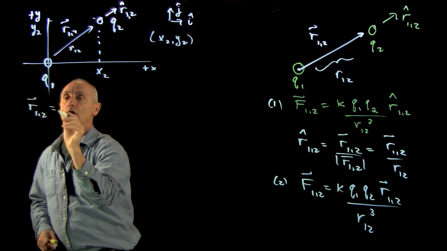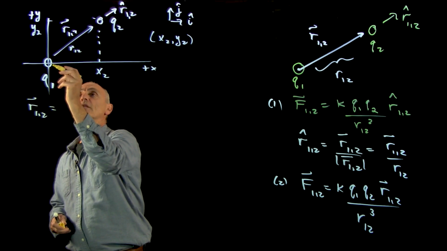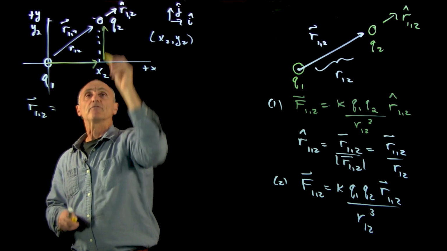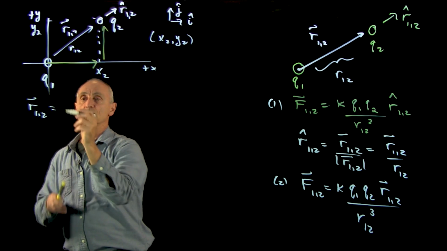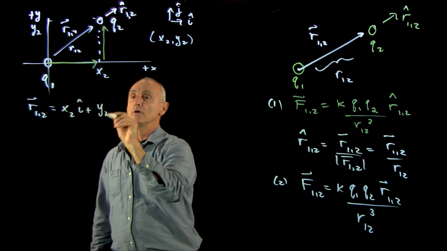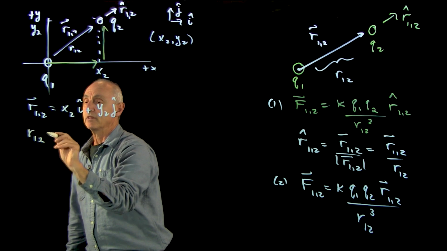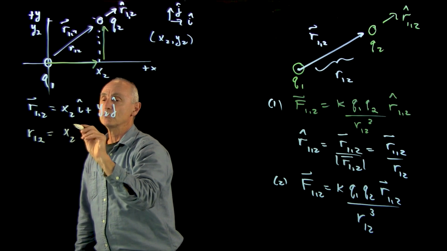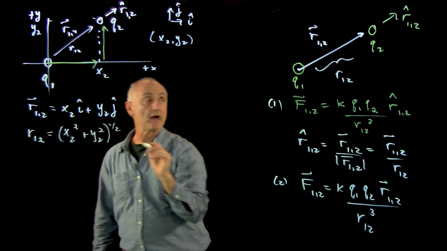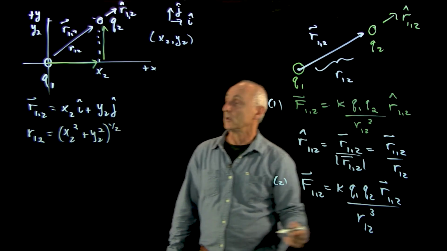So let's write these out. r12 is simply the decomposition. So we can think of that as the sum of this vector plus that vector. And that's equal to x2 i hat plus y2 j hat. And the magnitude of this vector by the Pythagorean theorem is simply x2 squared plus y2 squared to the 1/2. And now we've expressed all the terms that we need in this expression for Coulomb's law.